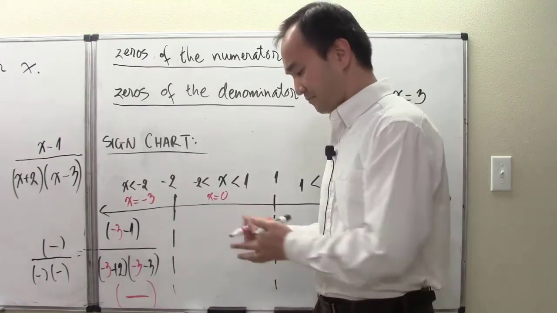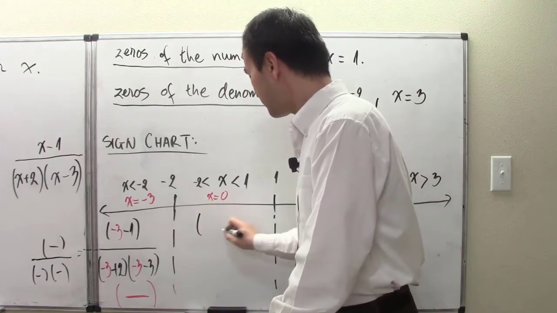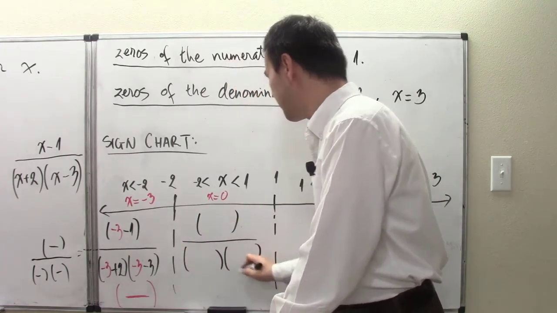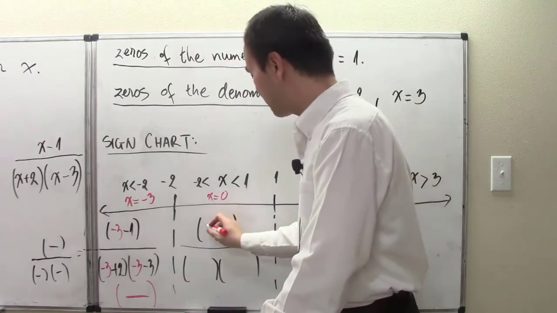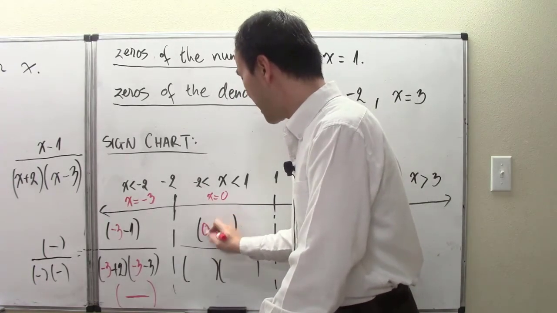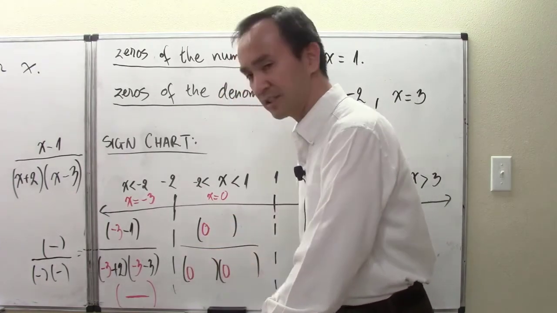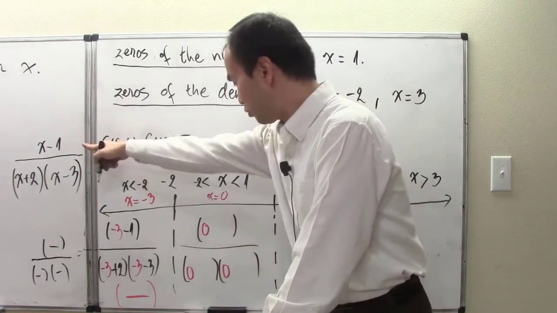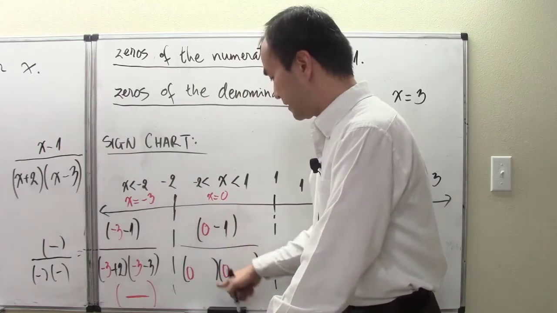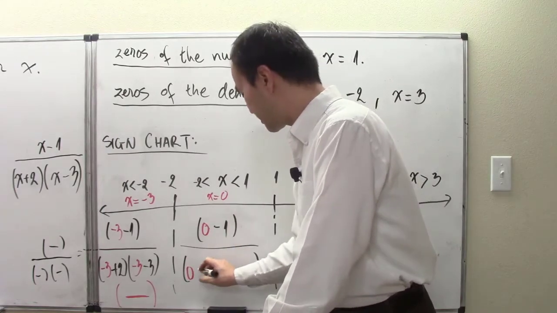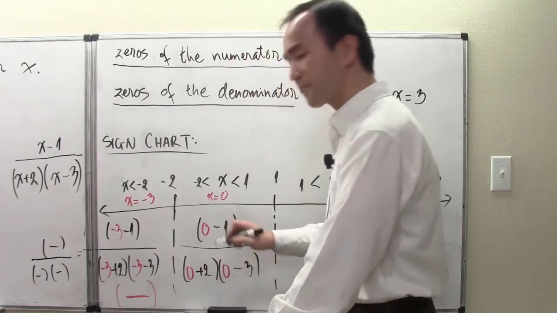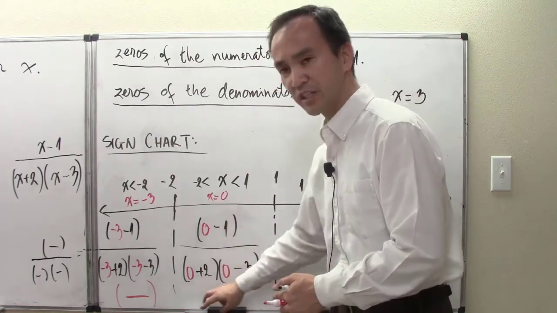All right. So now substituting that into the actual function. Now I'm going to substitute 0 for x in each of our factors in the rational expression there. So in the numerator here, it's 0 minus 1. In the denominator, for the first factor, 0 plus 2. And then now 0 minus 3. Okay, so now we can start doing the sign calculation.